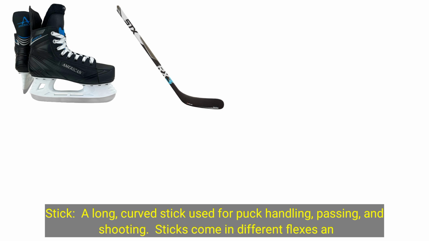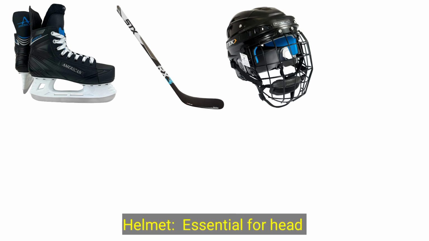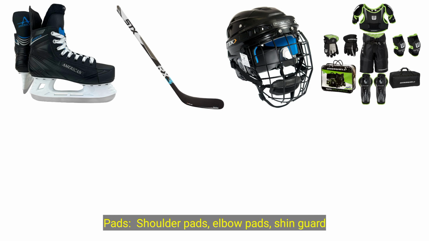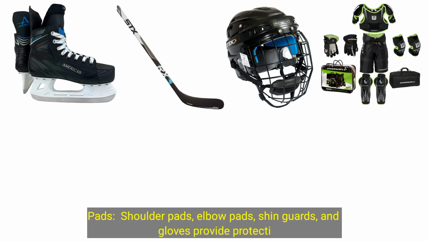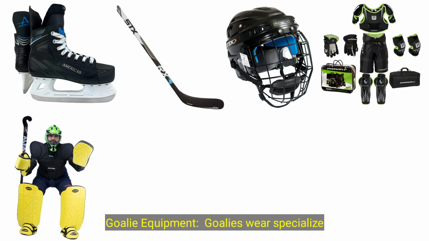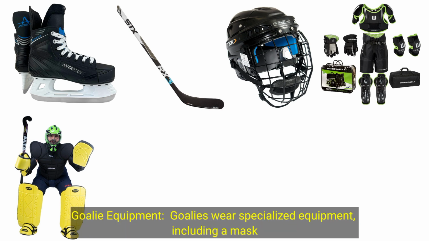Sticks come in different flexes and curves. Helmet. Essential for head protection. Pads. Shoulder pads, elbow pads, shin guards, and gloves provide protection against impacts. Goalie equipment. Goalies wear specialized equipment, including a mask, chest protector, leg pads, and a blocker.